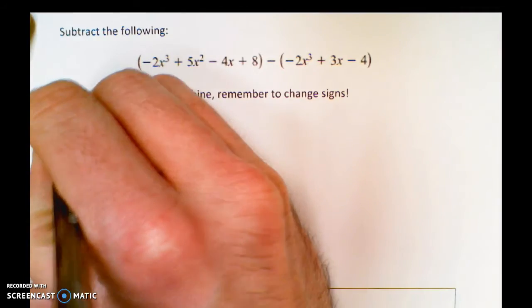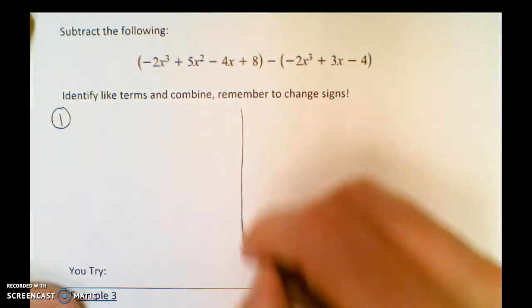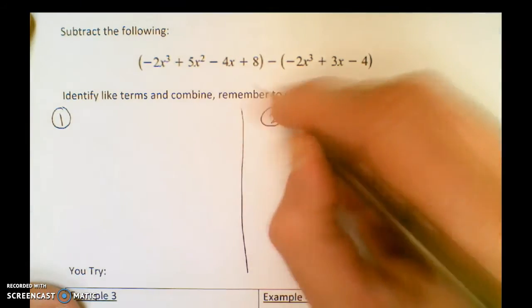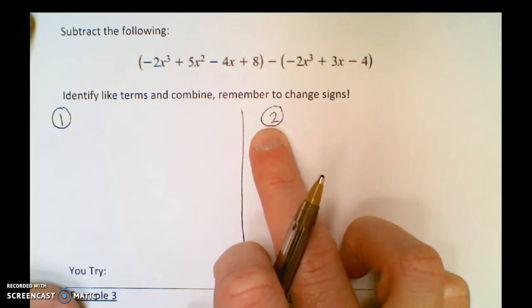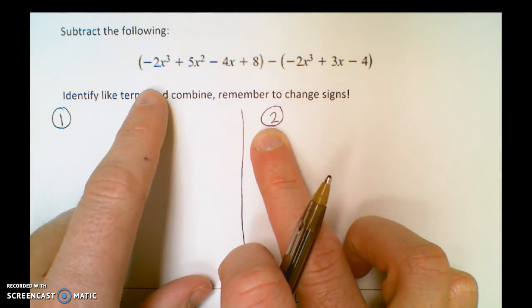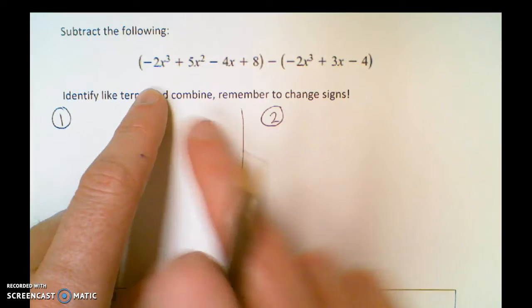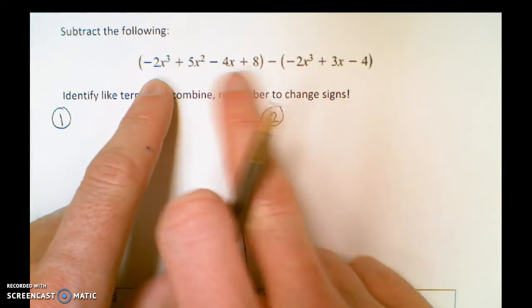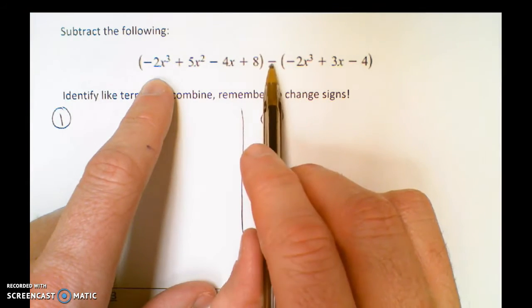I'm going to do the first method over here on the right, and then I'll do the second method over on the left. The first method for subtracting polynomials is keeping everything as it is, and then as you're working, you just remember that you're subtracting.